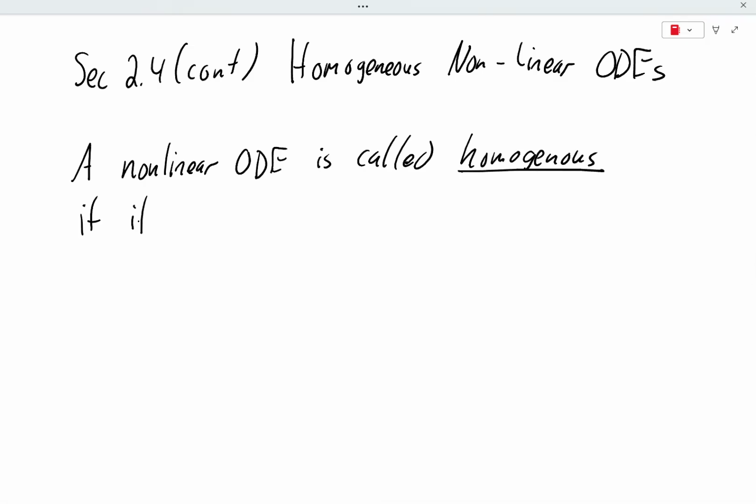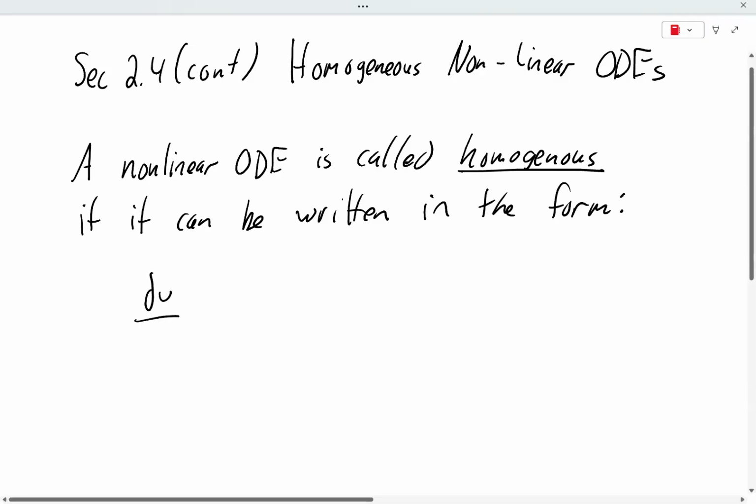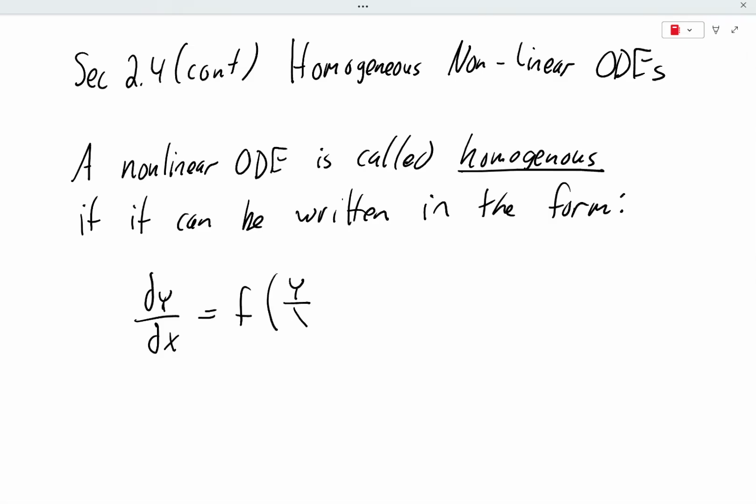If it can be written like this here. So if you have dy/dx equals, and then this right side, it can be written, you have a function over here, but it can be written as a function of just y over x, like a ratio of y to x, like that.